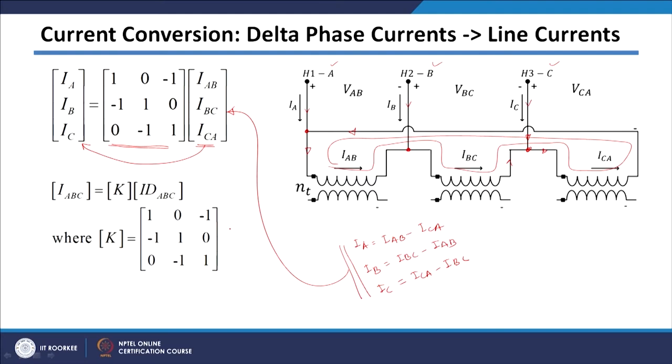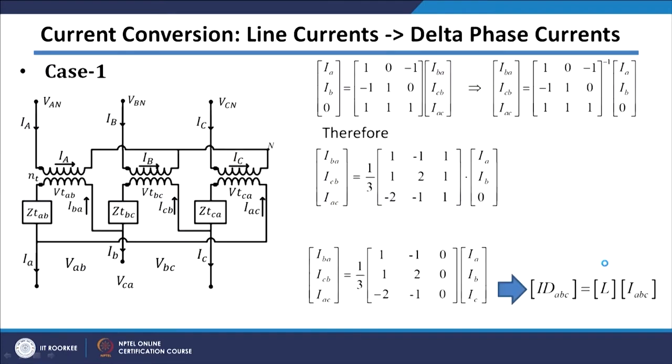Now, if you want to convert line current to delta phase currents, it is a little bit of a tedious task, because, as I told you, in this case also the K inverse will be infinite. This matrix is basically a singular matrix. So, if you take its inverse, the inverse is non-existent, meaning I cannot say ID ABC is equal to K inverse into I ABC, because K inverse does not exist. So, we need to find out this matrix here. Let us see how we can get this matrix, which is basically the K inverse matrix.